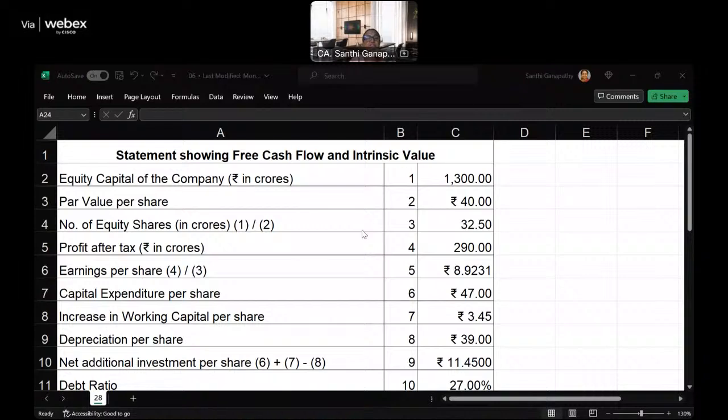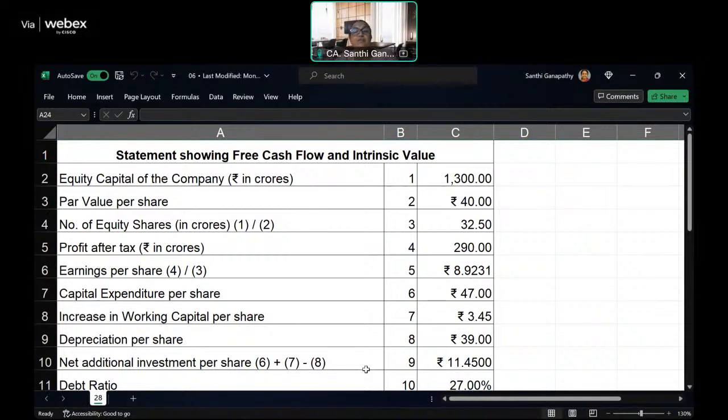Let us say, what is it we have? Equity capital of the company is given. Par value per share is given. Number of equity shares we can find. Once we find the number of equity shares, profit after tax is given. So profit after tax divided by number of equity shares will give us earnings per share. This is the earnings per share. Capital expenditure per share is there. Increase in working capital per share is there. Depreciation per share is there.